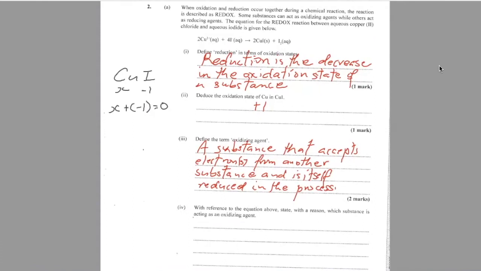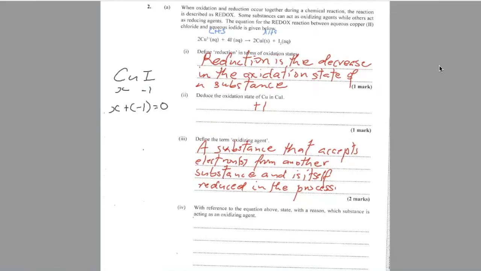Part 4, with reference to the equation above, state with a reason which substance is acting as an oxidizing agent. Now, to really get this well, it's best if we assign oxidation numbers to all the species present on the left-hand side. So this is our left-hand side of the equation, writing in blue, and this is our right-hand side, RHS. We're going to be looking to see which of them, in moving from left to right, would have undergone a decrease in its oxidation number.